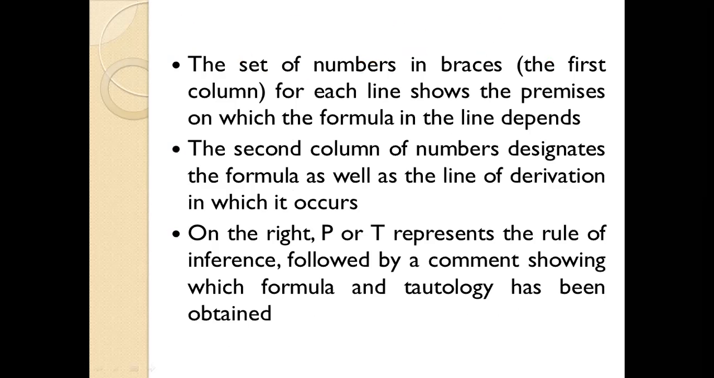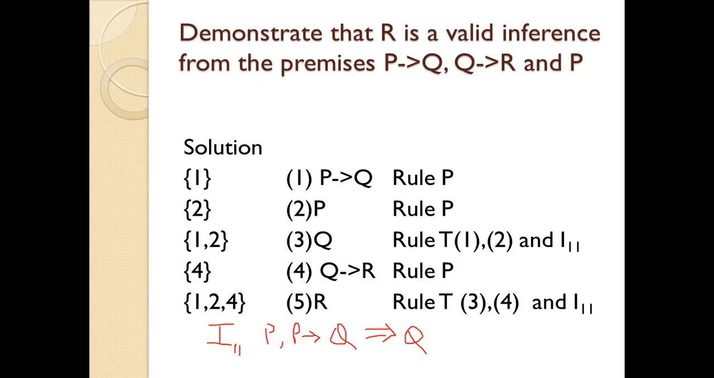And the last column, that is the right one. On the right, P or T represents the rule of inference followed by the comment showing which formula and the tautology has been obtained. So which particular formula, which rule has been applied, that is written in column number 3. So this is the description about column number 1, column 2 and column 3.